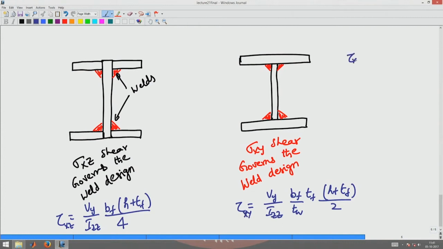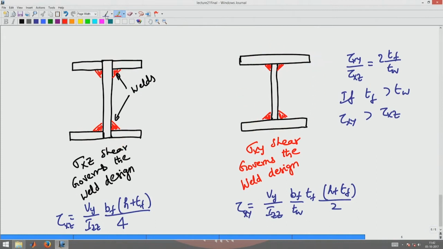Now, what is the ratio of sigma xy by sigma xz? That will be Tf by Tw, 2 times that, right. Typically Tf by Tw will be greater than 1. So, you can see that if Tf is greater than Tw, sigma xy or tau xy is greater than tau xz. So, if your weld strength is critical, you have to design it as this, because this will require less amount of weld depth compared to this design.